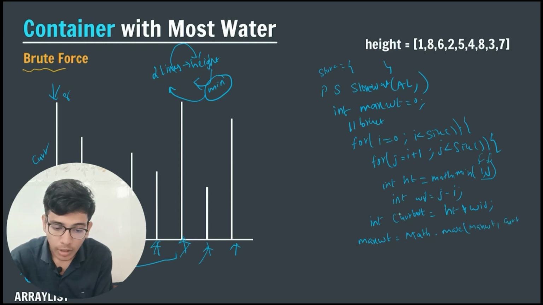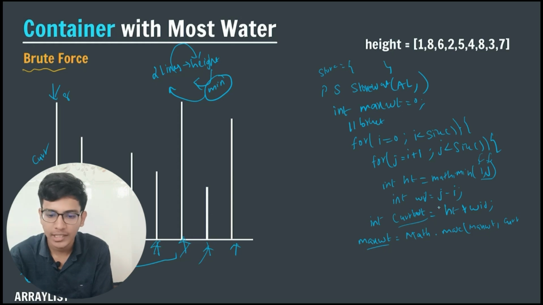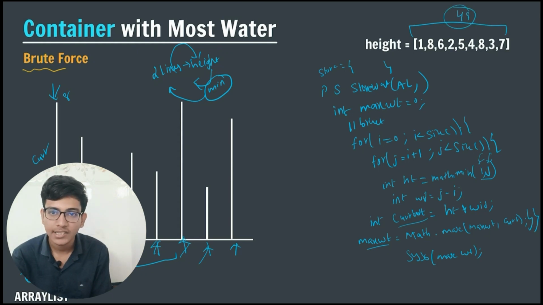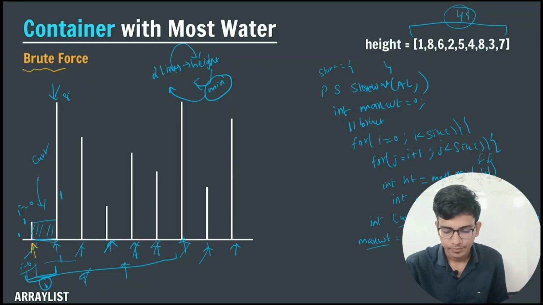So if the current water is larger than my max water, then I will change my max water value. That's all. And finally, after running my loop, I will print System.out.print my max water. That's all. So you can see that in the example, we will get max water as 49. Now let us code this and understand how the code actually works.